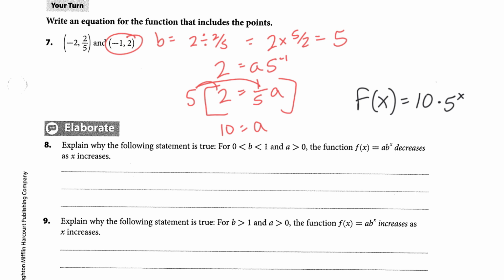Explain why the following statement is true. If B is between 0 and 1, and A is bigger than 1, the function f of x decreases as x increases. So what it's saying is, well, what if B was like a fraction? Let's just throw an example in there. If I had 1/2 to the first power, that would be 1/2. If I had 1/2 to the second power, that'd be 1/4. 1/2 to the third power would be 1/8. So why is it decreasing?